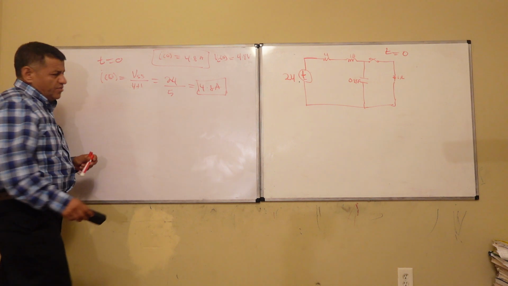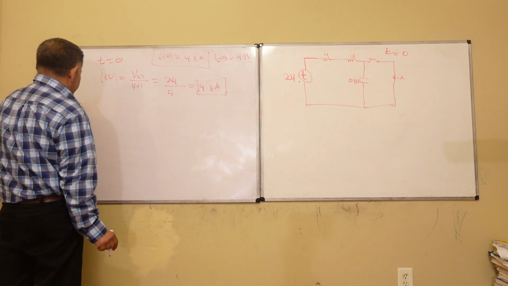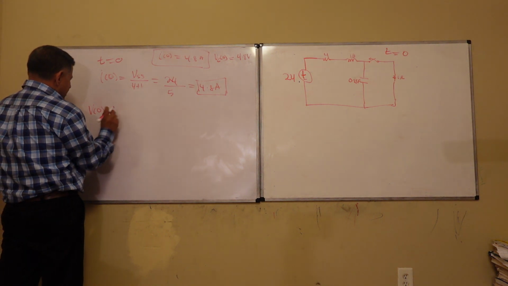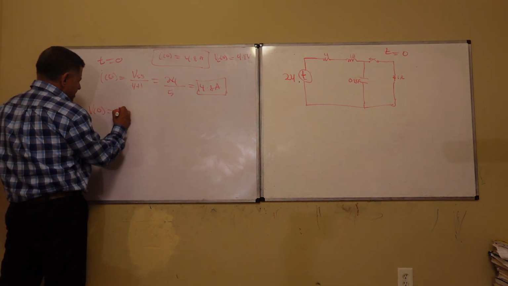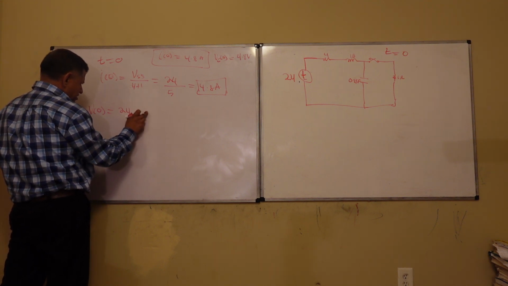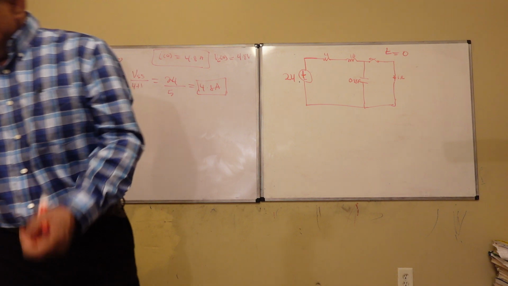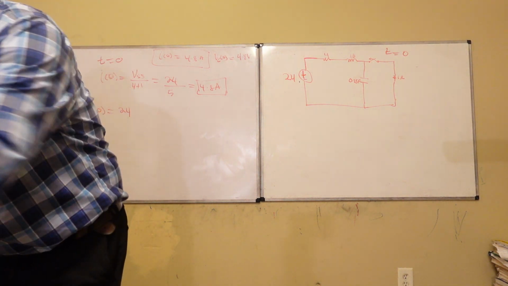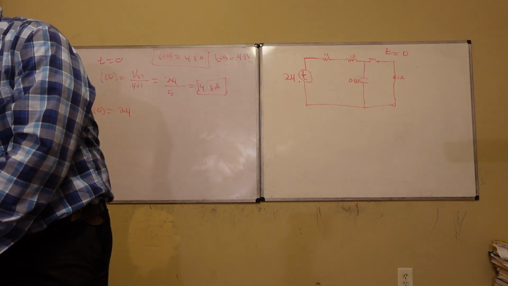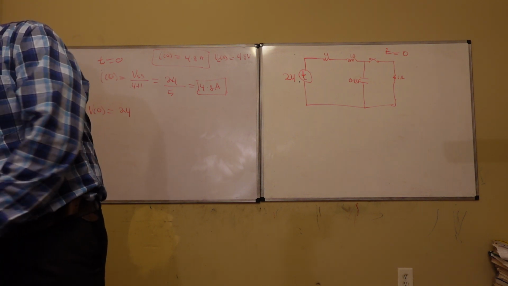So now we can say that V at 0 is equal to 24 volts, plus the rest of it. We can say that. Now we're going to start working this out. We can start working this out by doing the following.